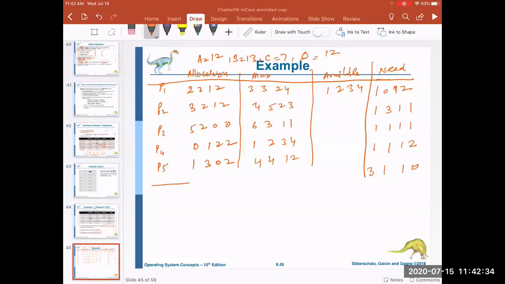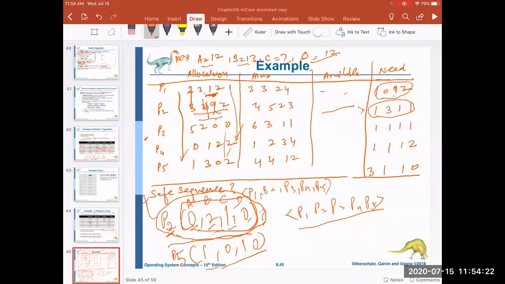Okay, so now the question for you is to find out the safe sequence. What is a safe sequence? The available resources have now decreased. The new available resources, after adding P2 and adding this, are 0 0 1 4, and with that let me draw all that.